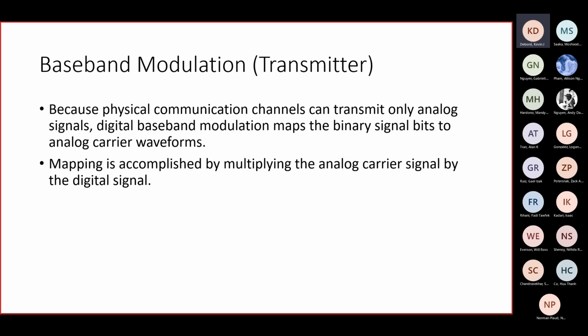Baseband modulation, transmitter. Because the physical communication channels can transmit only analog signals, digital baseband modulation will map the binary signal bits to analog carrier waveforms. I know this is a little hard to visualize. She did put an infographic on the slide, also from McGraw-Hill. Mapping is accomplished by multiplying the analog carrier signal by the digital signal.